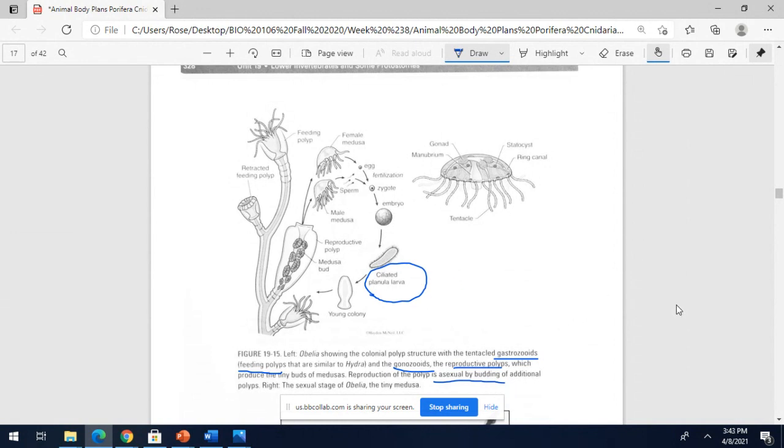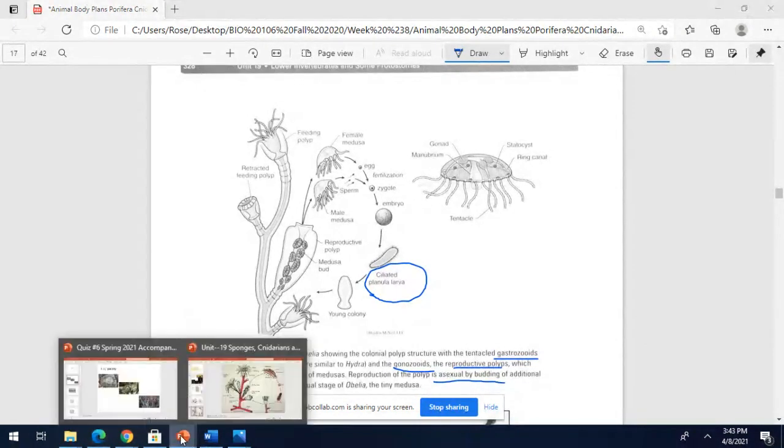All those words I underlined there. All right? So coming back to the feeding polyp, once it's retracted, it looks like this. If it's feeding, the tentacles will be out and about, trying to sweep food into its mouth. All right? So now, let us move on to the next slide.